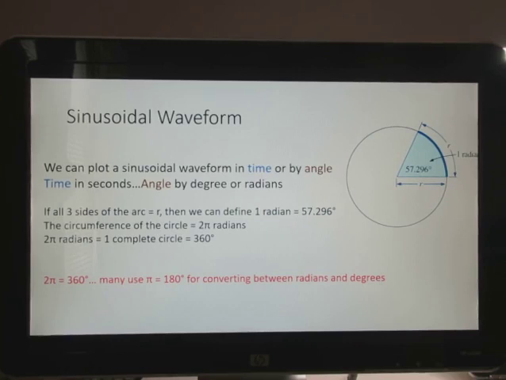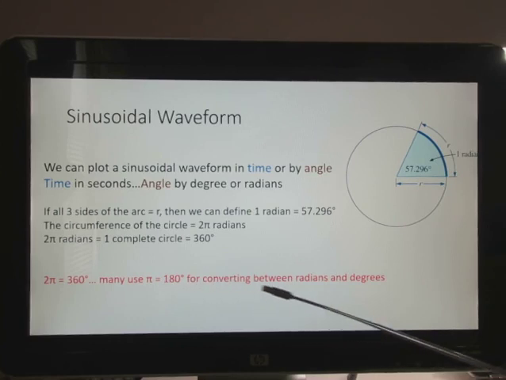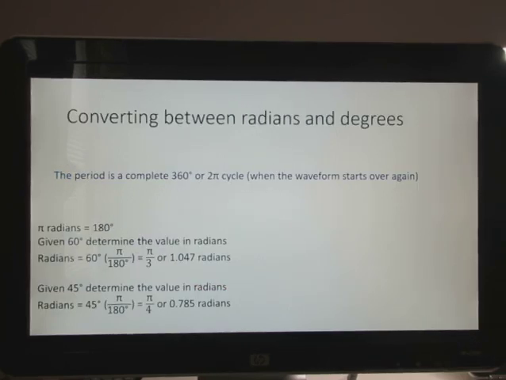This graphic demonstrates how to move between the degrees and radians. So a lot of times we use pi and 180 degrees for converting between them. And this will give you the definition of how they determine a radian. So you can read that in your spare time. So we must be able to convert between radians and degrees with this type of work. And the period is one complete 360 degrees or 2 pi cycle when the waveform starts over again.